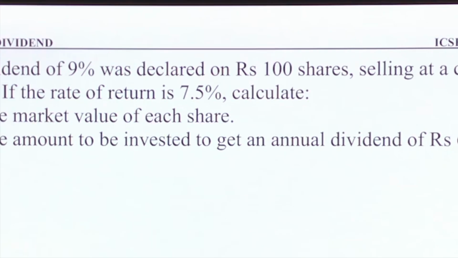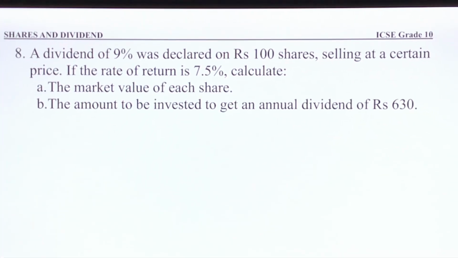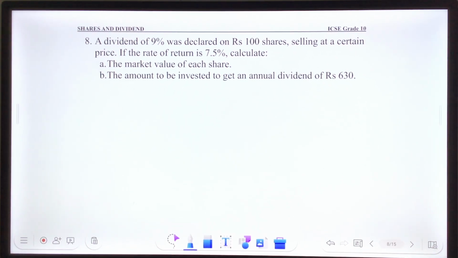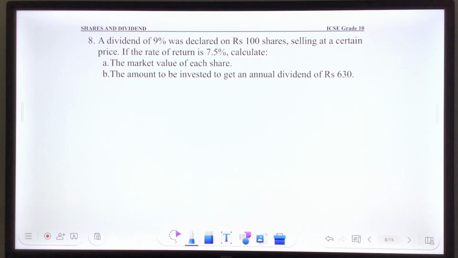The question is, a dividend of 9% was declared on rupees 100 shares, selling at a certain price. If the rate of return is 7.5%, then calculate the market value of each share and also calculate the amount to be invested to get an annual dividend of rupees 630.